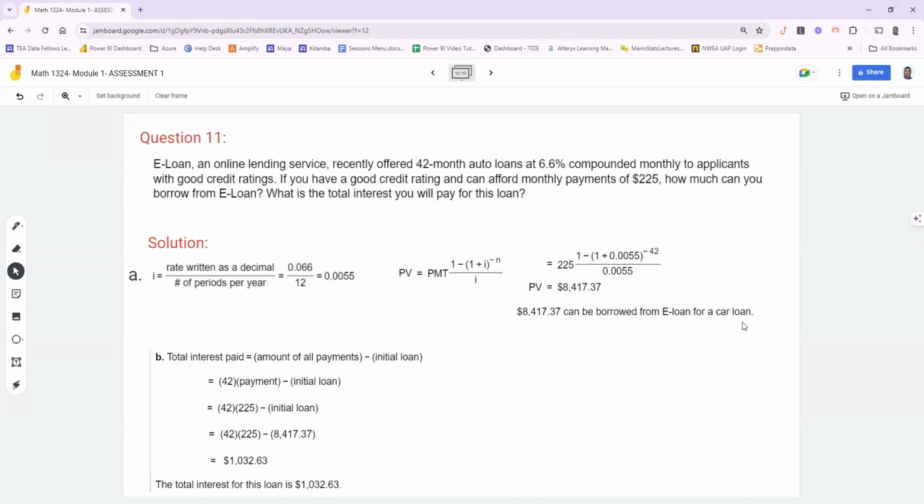Now, if we actually look at how much interest we are paying in this case, we're going to make 42 payments. Each payment is $225. So we're going to have to multiply 42 by 225 to see how much money we're actually paying them. And then this is actually the value of the car at this point. So if we just subtract this, this will be the interest we are paying to them with this setup. This is the test 1 question's explanation.